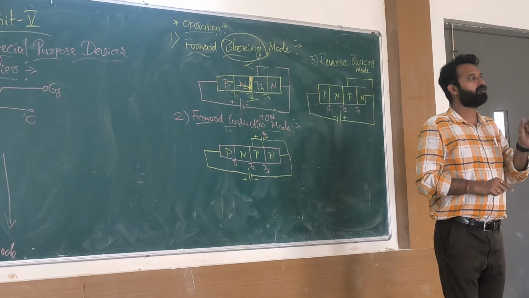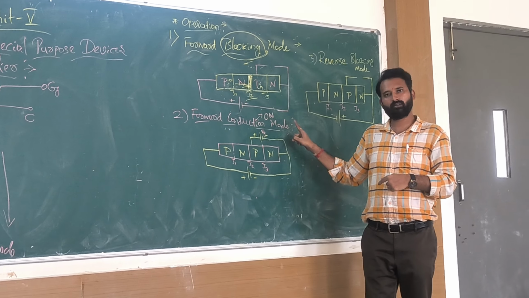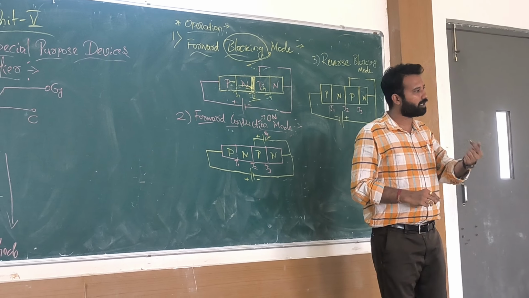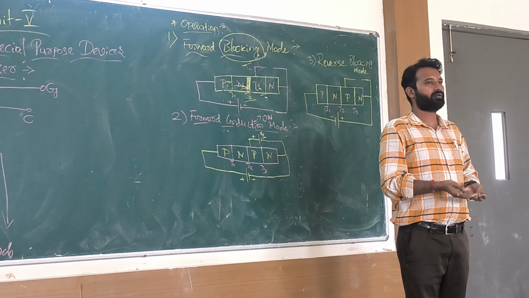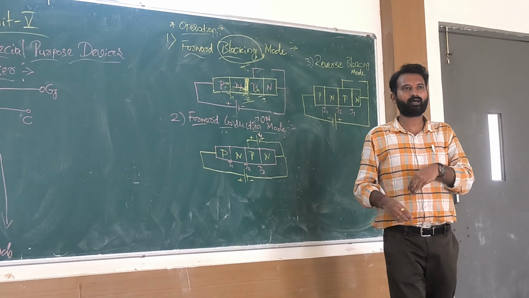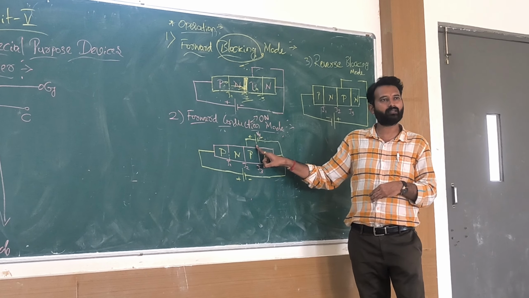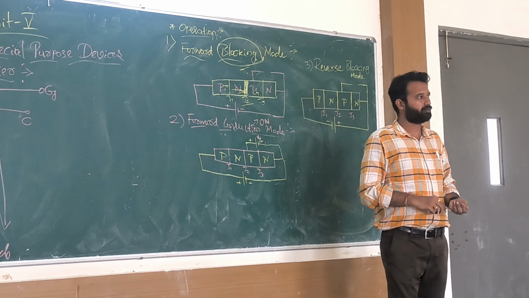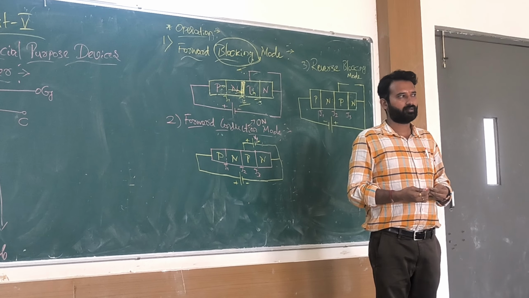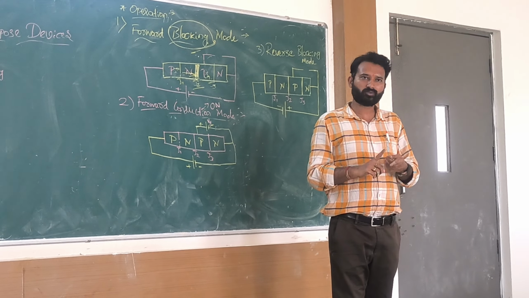The only mode in which the SCR will be in on condition is forward conduction mode. Forward conduction mode means it carries the current from anode to cathode. It is the only mode where your device will conduct, because as the principle says, if you bias it and trigger it, the device will be in on condition. It carries the current. Understandable?